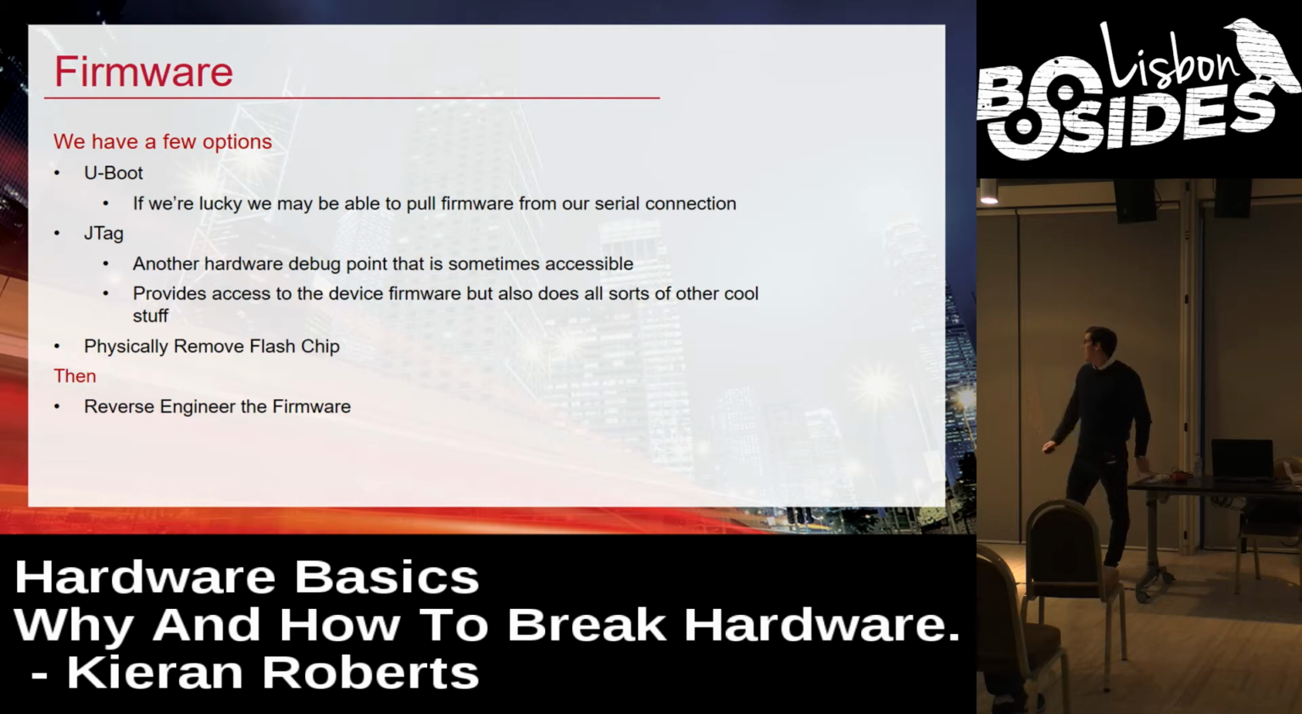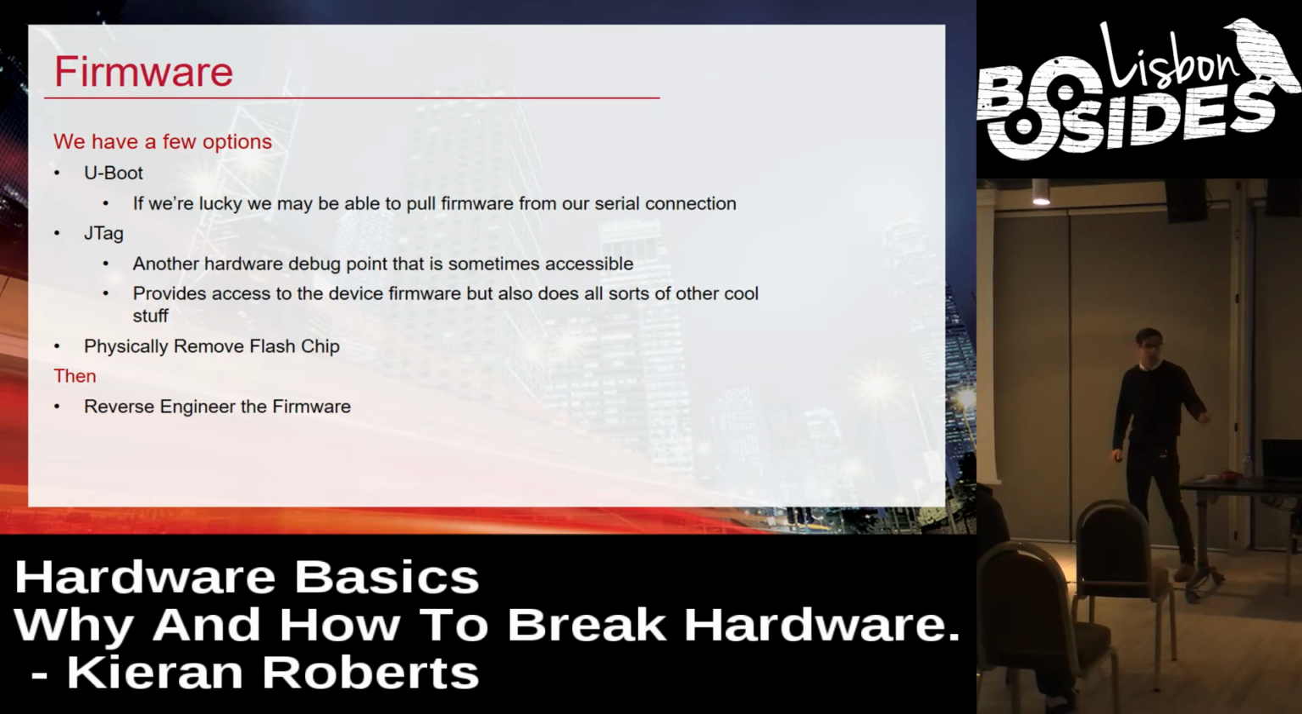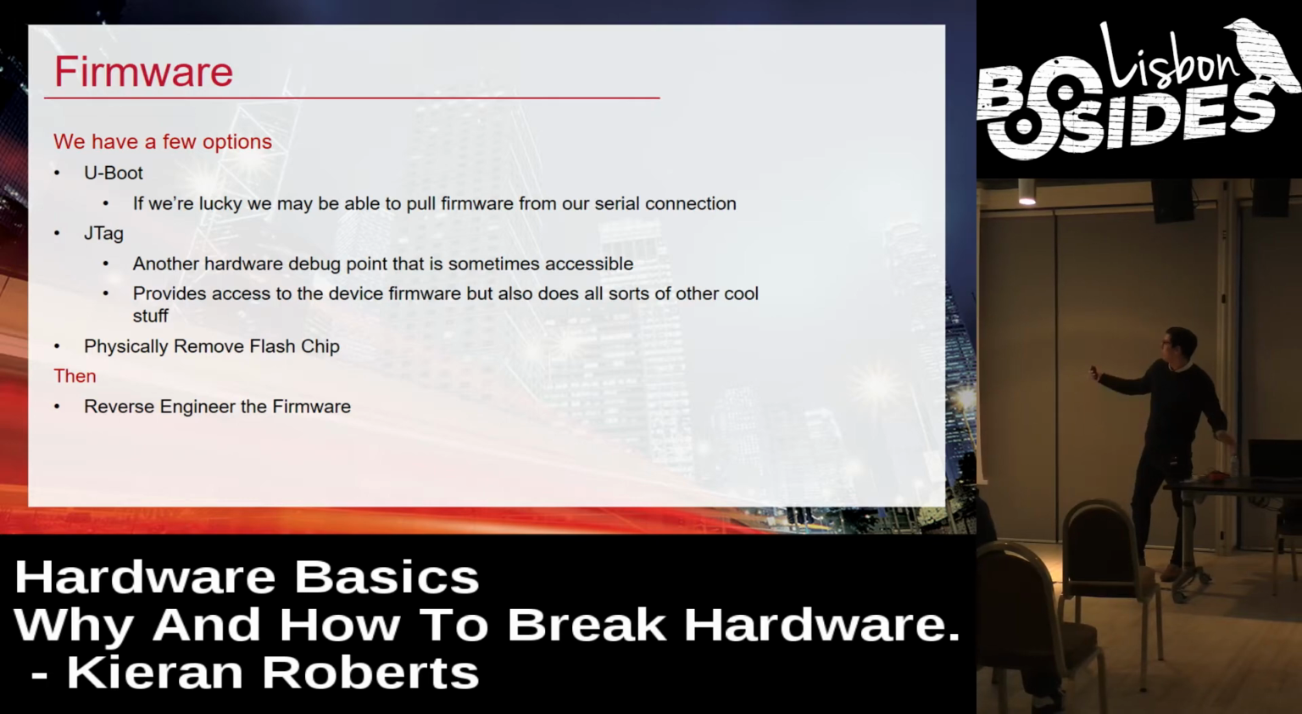Another way to grab firmware is via JTAG. Again, it's another hardware debug point that's potentially accessible. It provides access to the firmware, but it does all sorts of other cool things, which is why it's on the device. For example, it's possible to do a boundary scan to make sure each of the pins are soldered correctly. You can also physically remove the flash chip. This is kind of in order of difficulty. There are also a few other crazy ways of doing this, but again, baby steps.